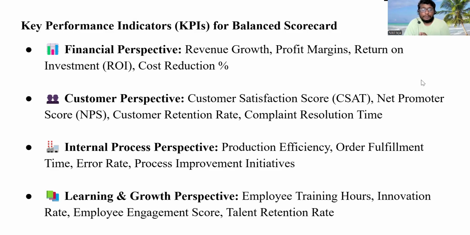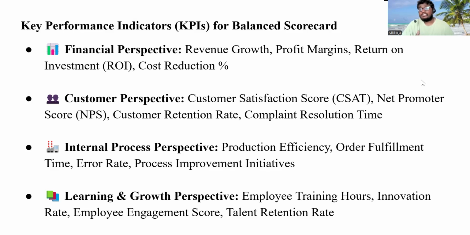Finally, the learning and growth perspective is about how we measure the performance of learning and growth in an organization. First is employee training hours, meaning how many hours of training have been done. Next is innovation rate, which is how much innovation has been happening. Next are the employee engagement score as well as the talent retention rate.